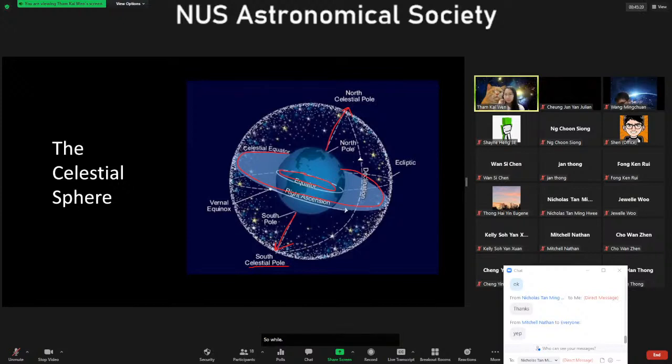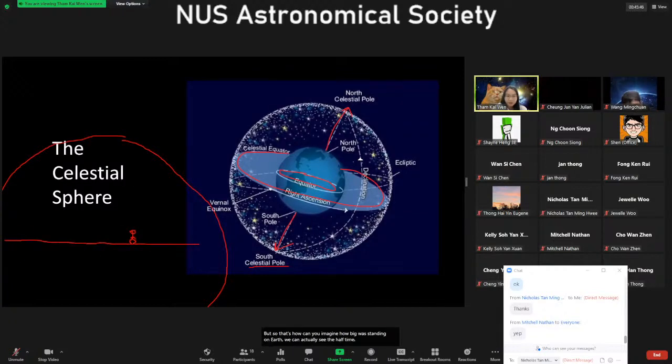So while it might seem that the celestial sphere is very close to the Earth, the stars are actually really, really far away. What it actually looks like is a bit more like this: this tiny red circle is the Earth, and the celestial sphere is very huge. Like, this is not even to scale, okay? My circle is not very circular. But that's how you can imagine that if we are just a person standing on the Earth, we can actually see half the hemisphere of the celestial sphere, minus all the trees and buildings.